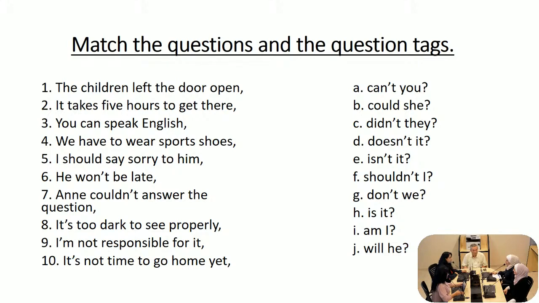I'm not responsible for it. We have am, so always, if it is negative, I'm not, the question tag is am I. But if it is positive, I am, it should be aren't I. We don't say am not I. We say aren't I. It's irregular, always. The tag of I am is aren't I. The last one, it's not time to go home yet. So, is it? Next slide, please.